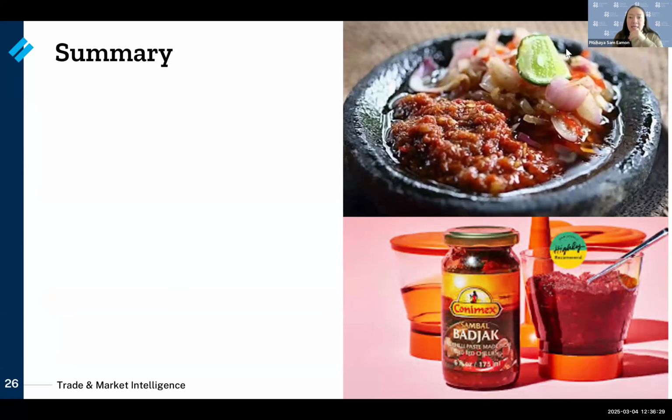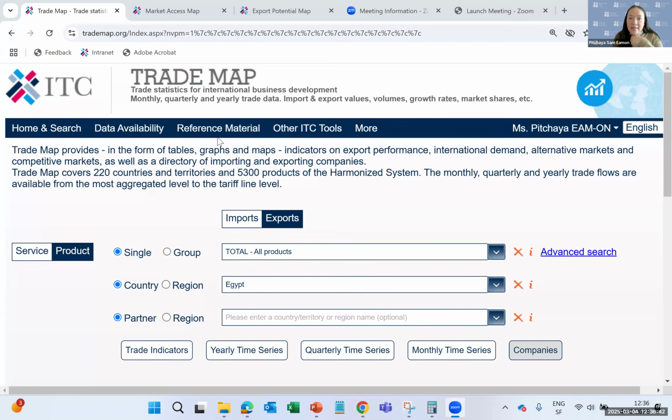Oh, I think my screen sharing is paused. I'm going to continue because I think we're here. I think we can see the screen now. Okay, I think we can see the screen now.